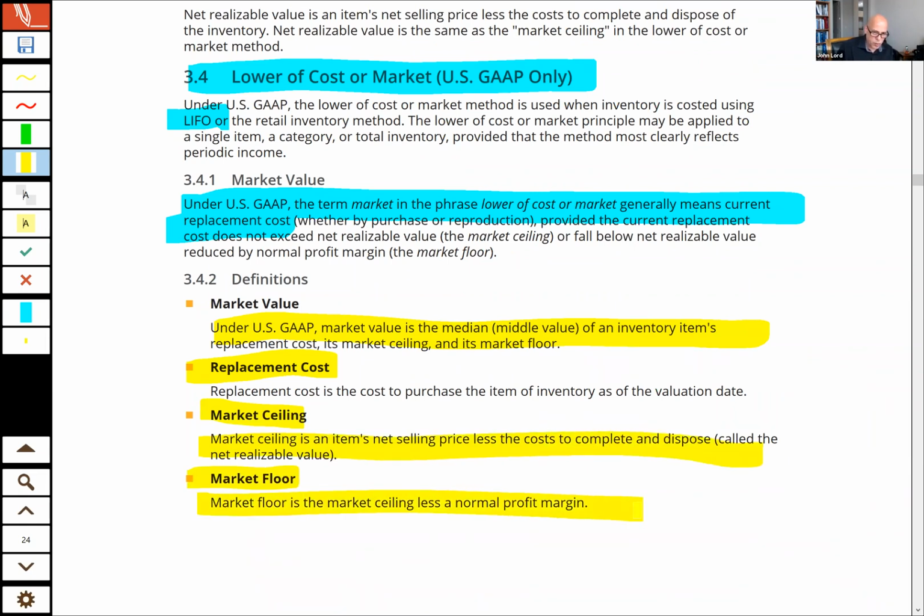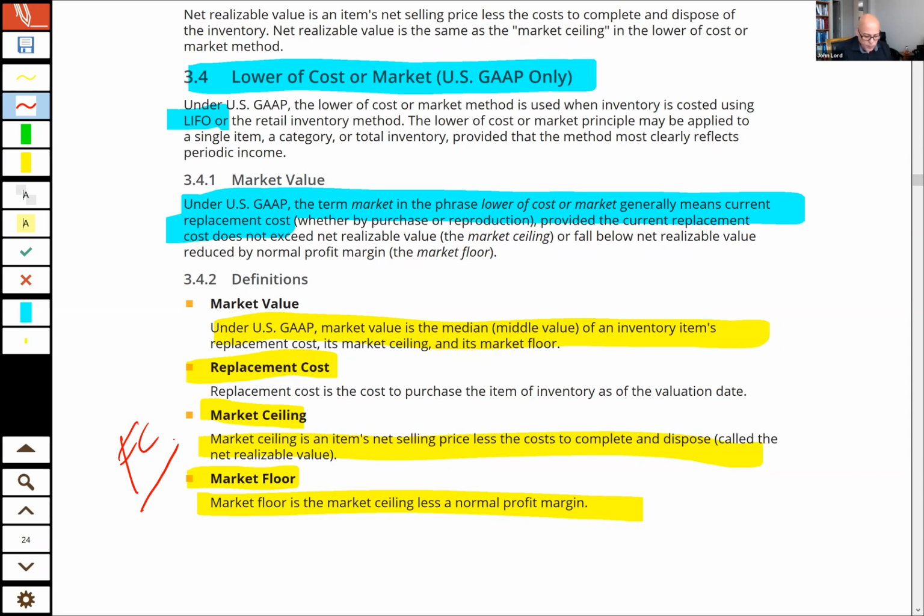So you'll have to evaluate your replacement cost. And if it is over the ceiling, you should use the ceiling. If it's below the floor, you should use the floor. But if it is not over the ceiling and not below the floor, you can use the middle amount, the replacement cost. Now, the hardest thing here is just remembering, how do I calculate market ceiling? How do I calculate market floor?